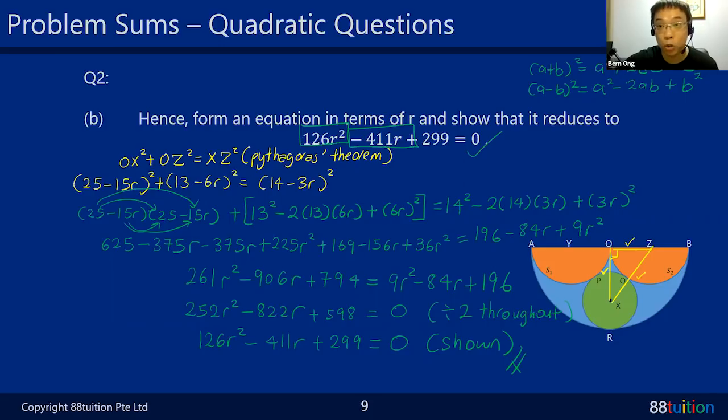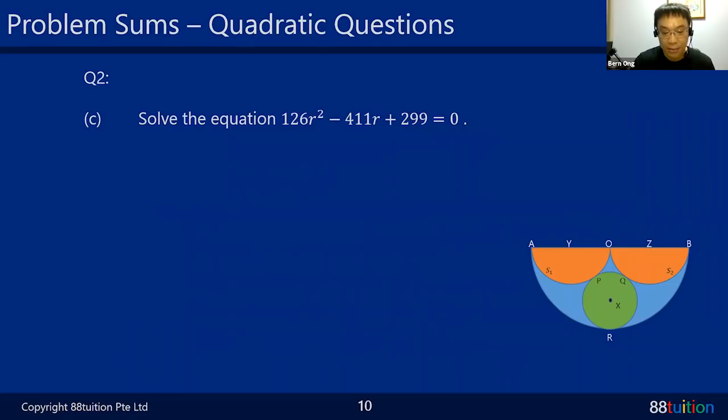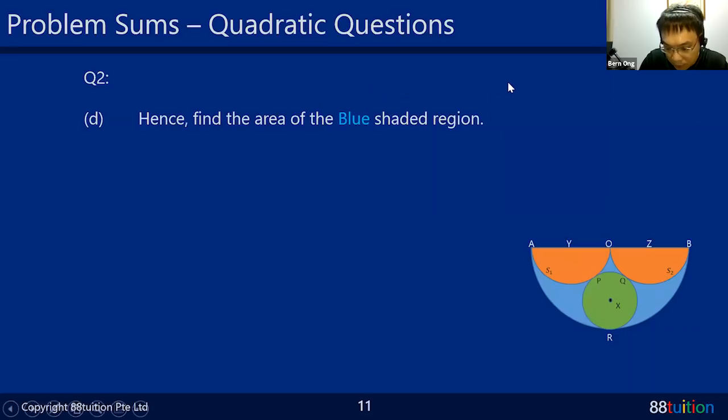Once you can show already, 3 marks here, plus the 2 marks just now for the expression, you get 5 marks already. Now, solving. Do what? Press your calculator. Since there's no shop calculator, let's use the Casio one. Press manual, press 5. Here, A is 126. B, be careful, is minus 411. And C is equal to 299. Can you see that?